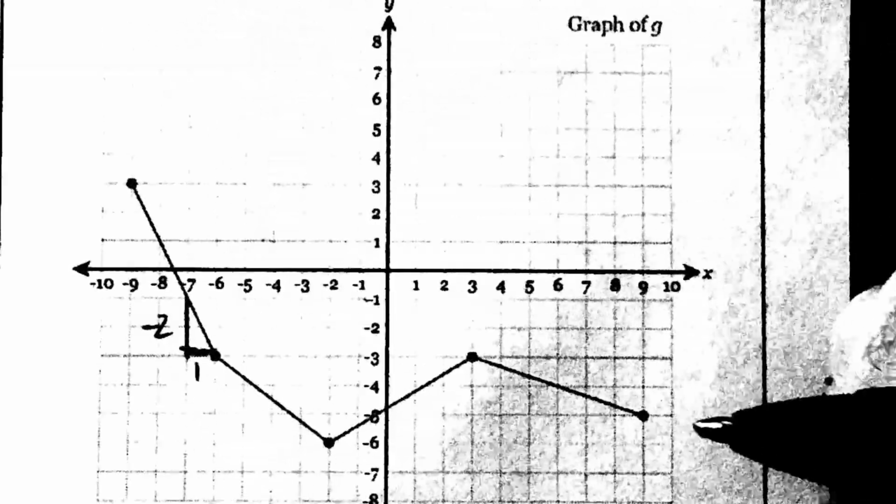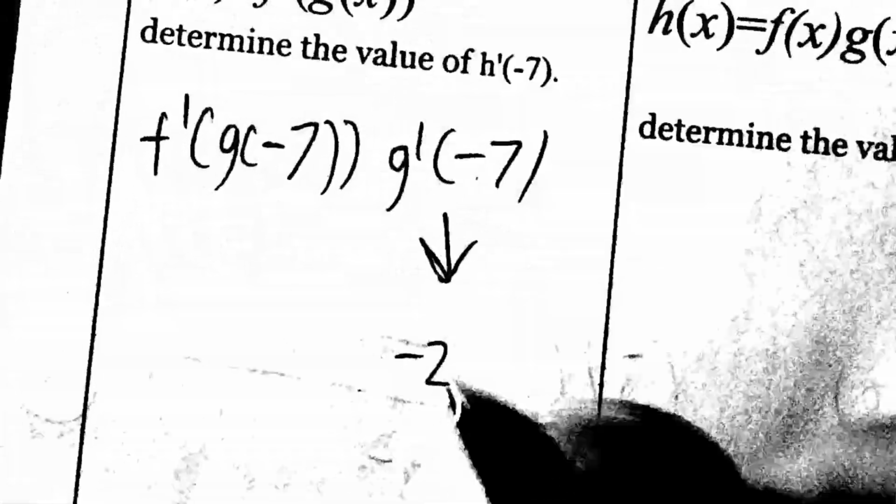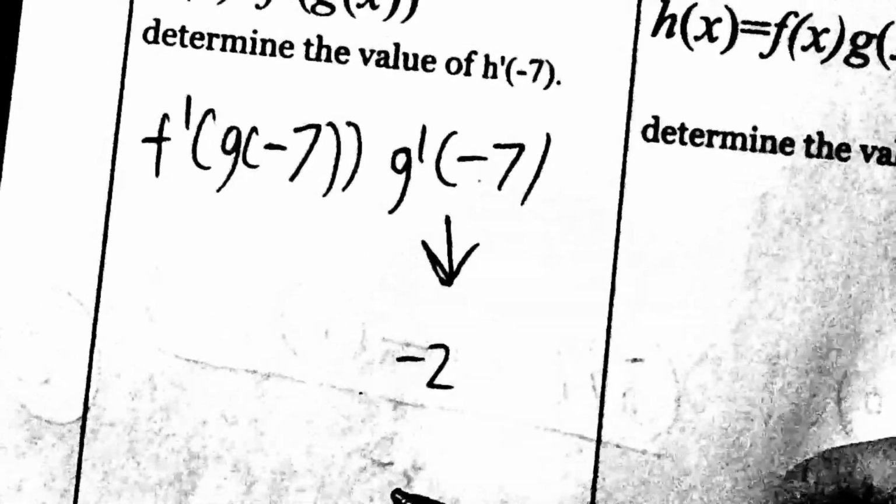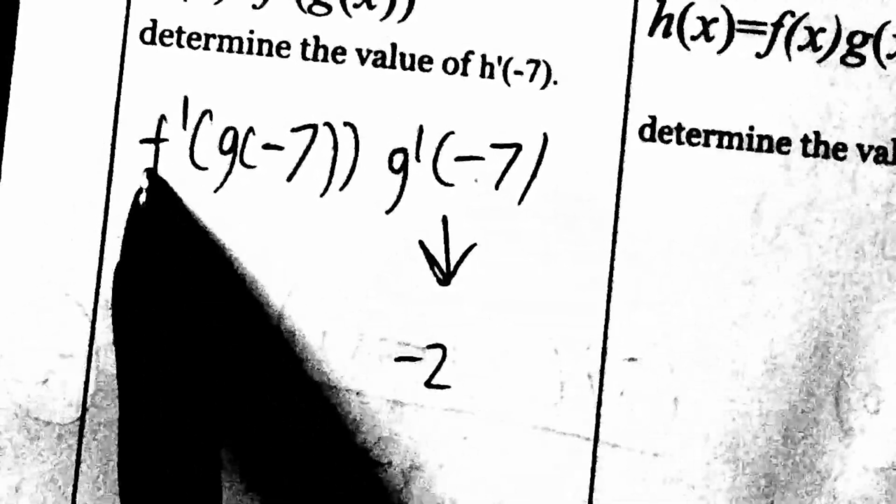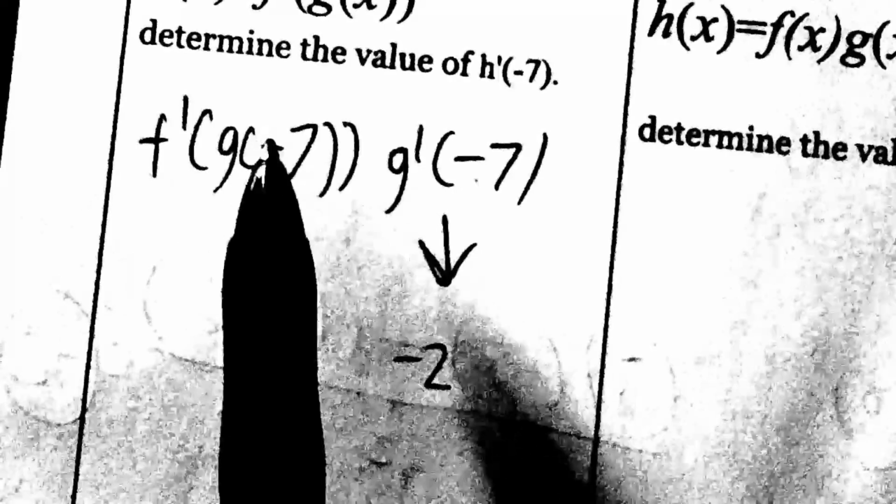It's negative 2 down and 1 over. So therefore, g prime of negative 7 must be negative 2 because the slope is negative 2. So that means that this is negative 2 because the slope of g at negative 7 is negative 2. And then we're going to do the derivative of f at g of negative 7.